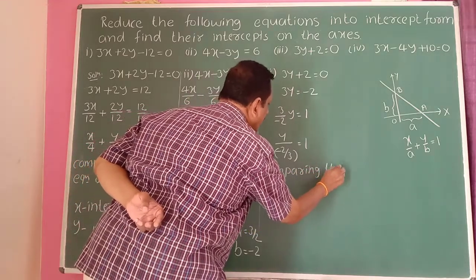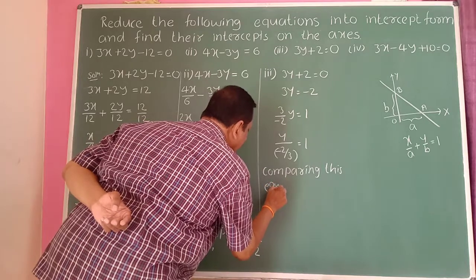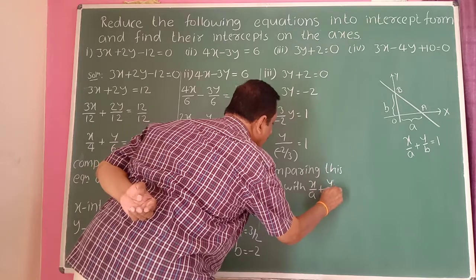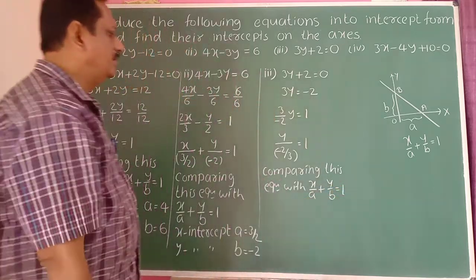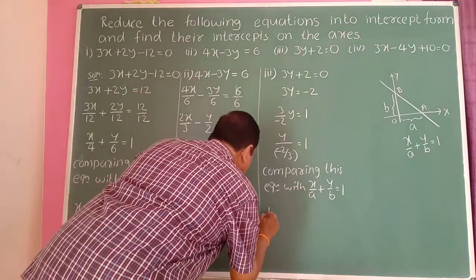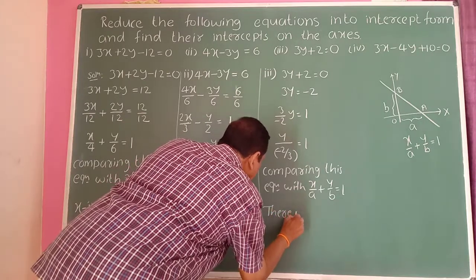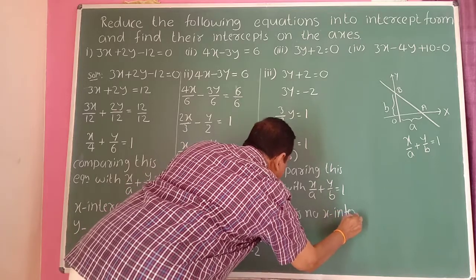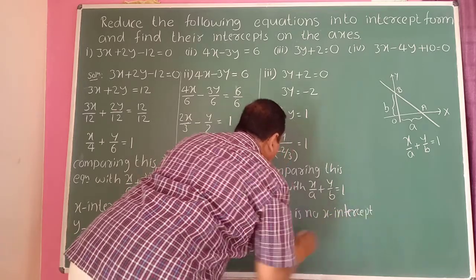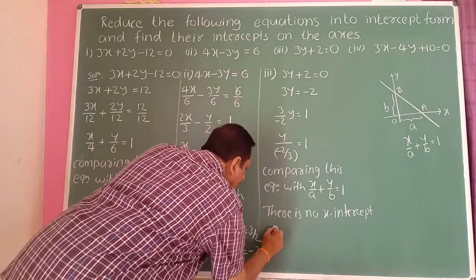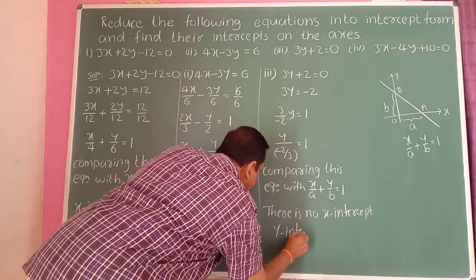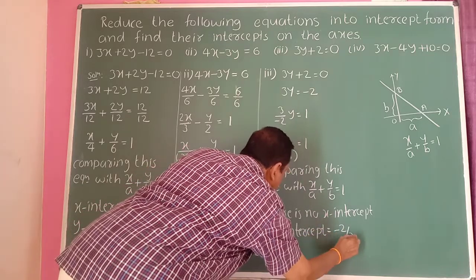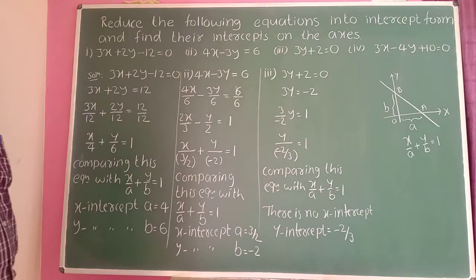Therefore, comparing this equation with x upon a plus y upon b is equal to 1, there is no x-intercept here. So there is no x-intercept and the y-intercept is minus 2 upon 3. Y-intercept is minus 2 divided by 3.